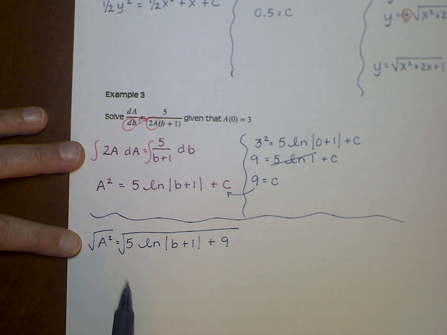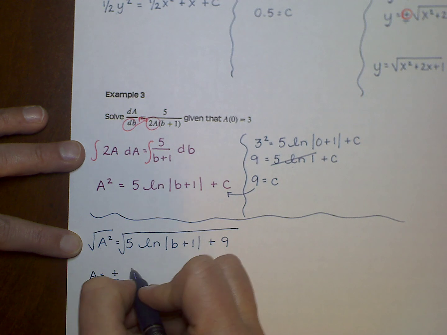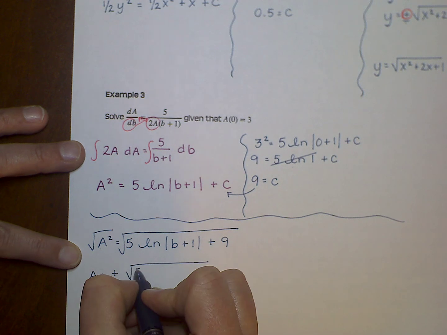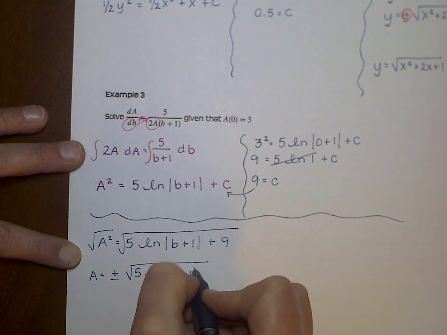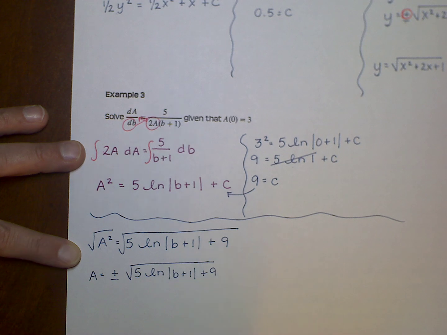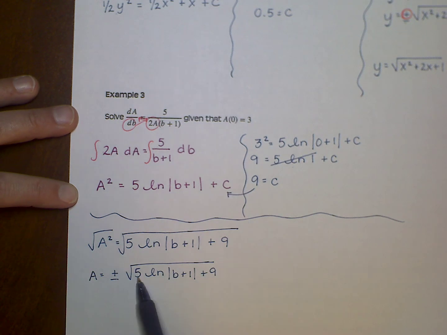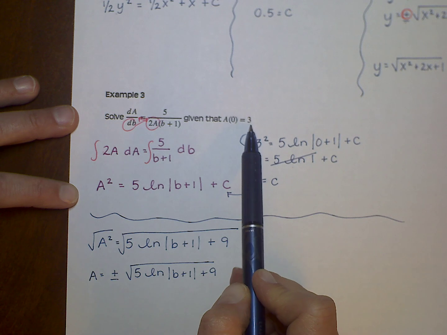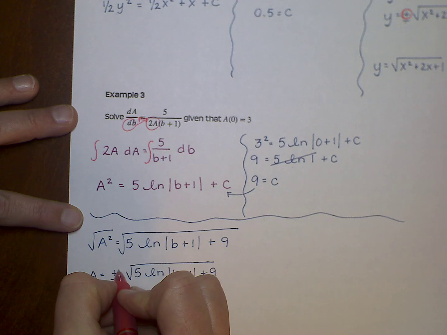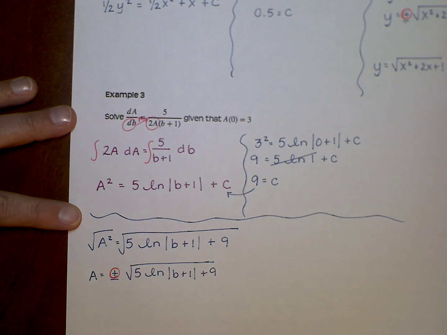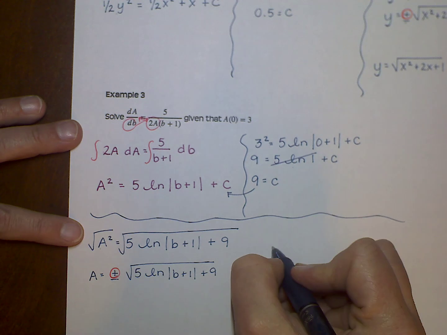Again, technically this would be a plus or minus all of this square root, so 5 natural log of b plus 1 plus 9. And I want to think about, should it be the plus or the minus? Well, when I plug a 0 in here, I'm getting out a positive 3, not a negative 3, right? So that means I'm choosing the positive version. I promise sometimes this does happen where it comes out as the negative, so we want to be careful about that. That's why I'm trying to drive this home.